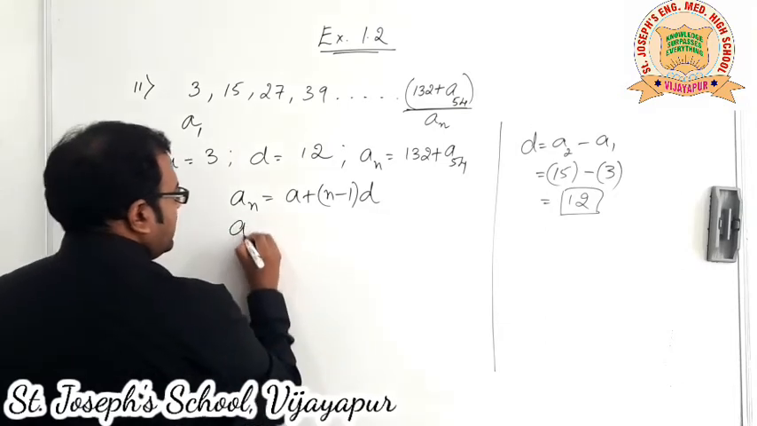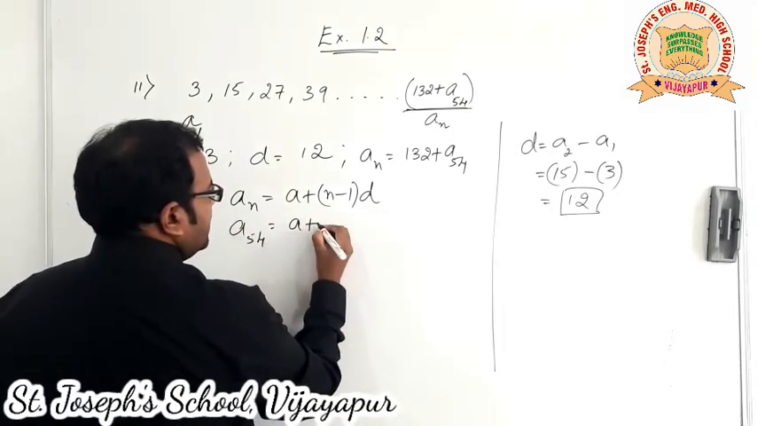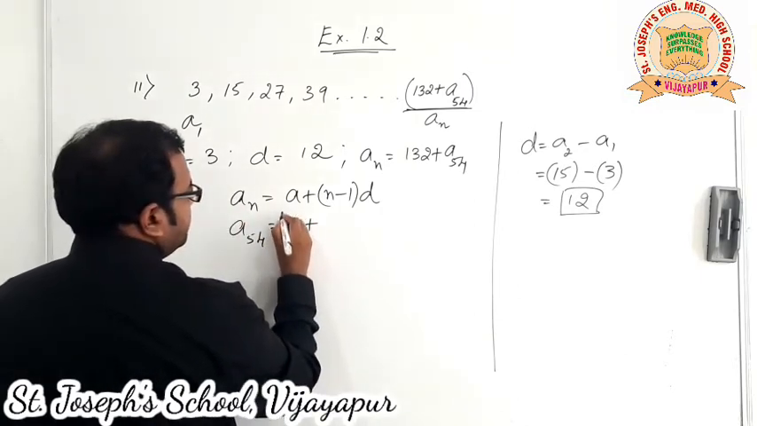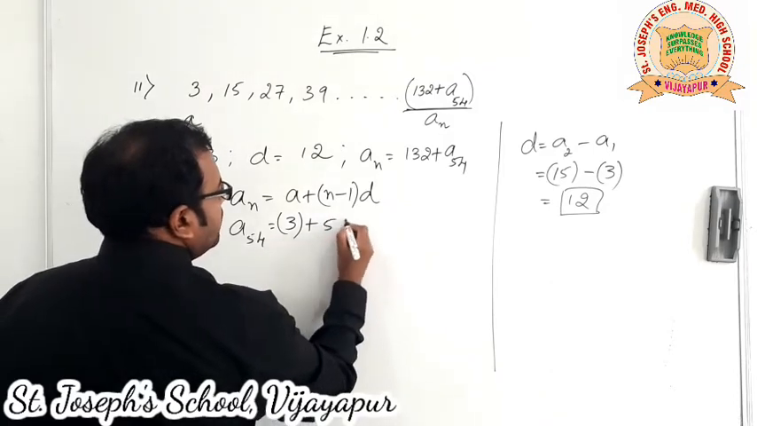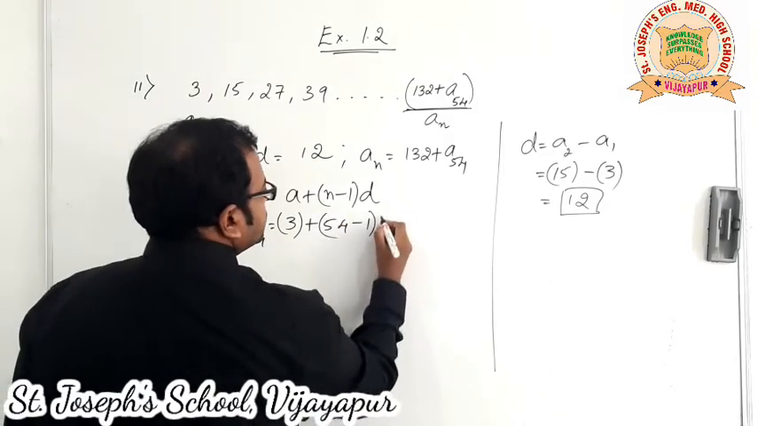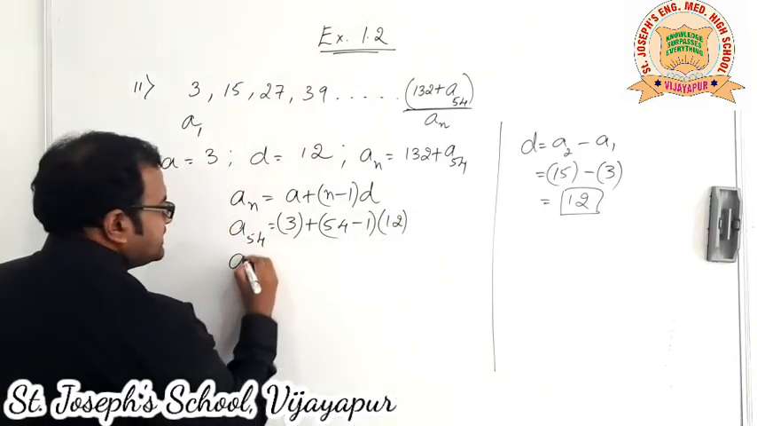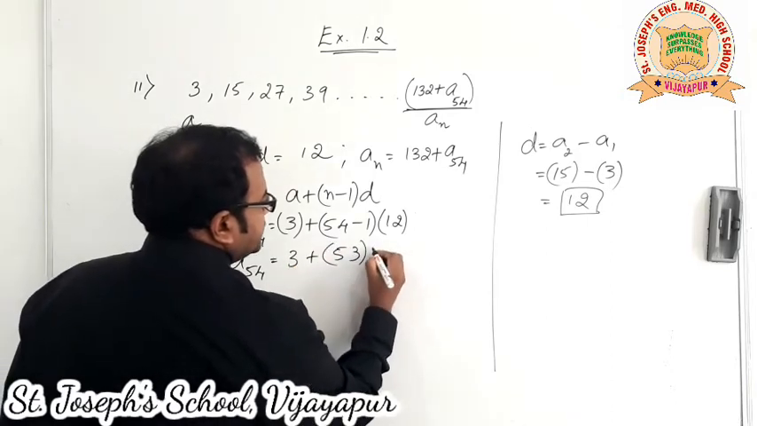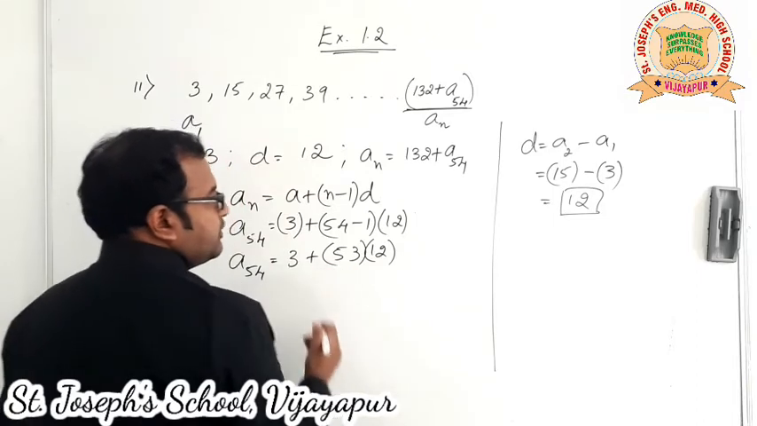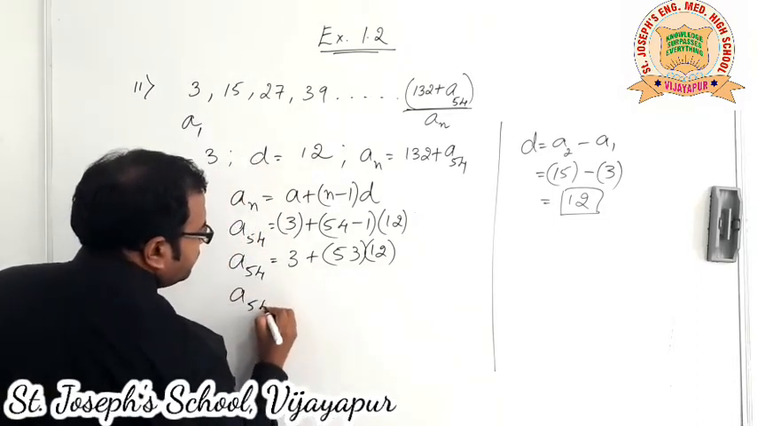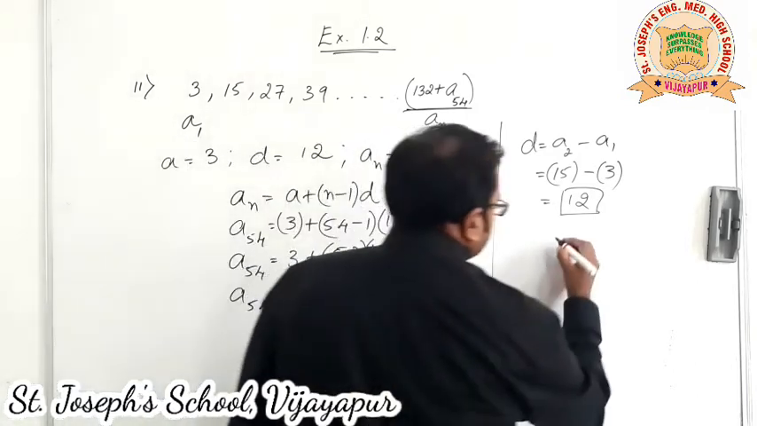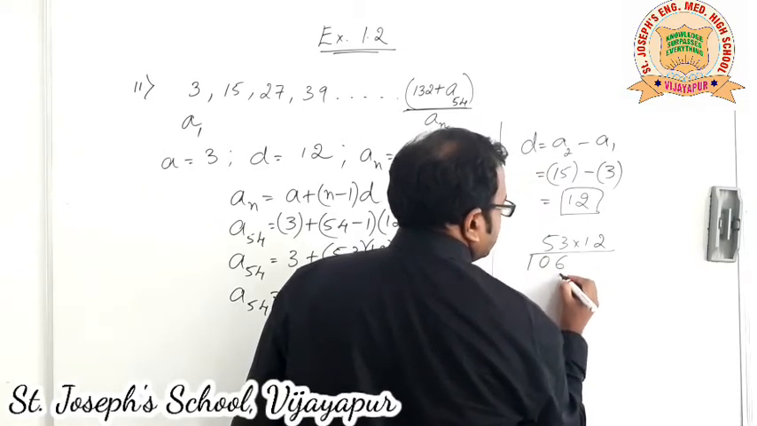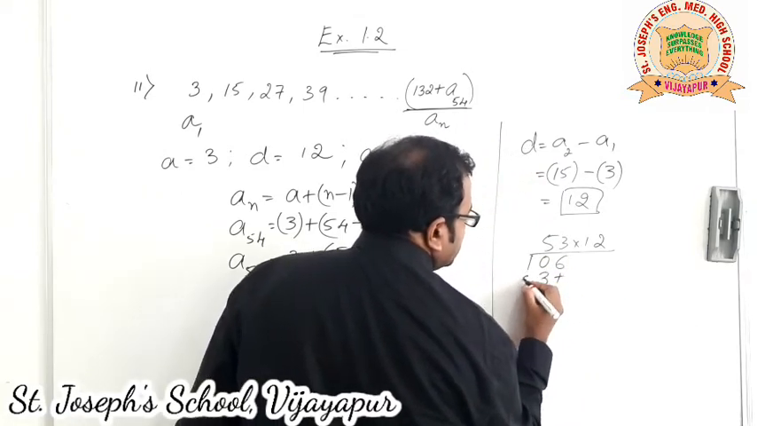What is A54? A54 is equal to A plus N minus 1 into D. Let me substitute the value of A, which is 3, plus N minus 1, that is 54 minus 1, into D. Difference is 12. So A54 is equal to 3 plus 53 into 12. Let's find out the product of 53 into 12 next. 2 3s are 6, 2 5s are 10, plus 1 3s are 3, 1 5s are 5.